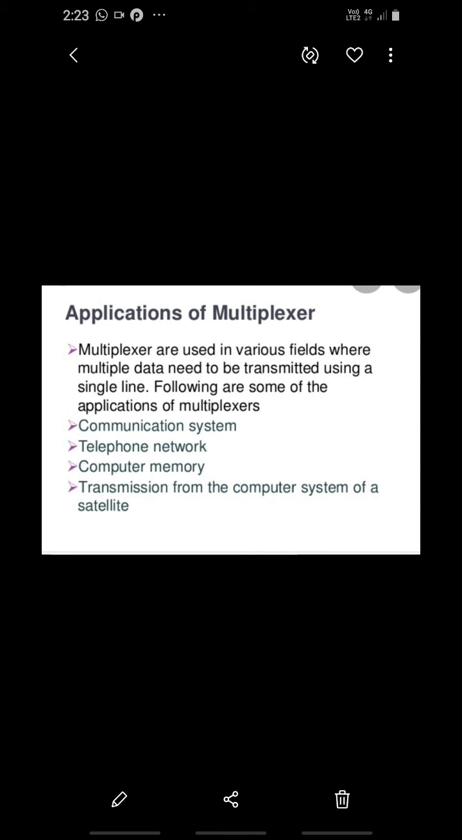The multiplexer is commonly used in applications like communication systems. Communication means connecting the communication point between any 2 points, or communicating information between any 2 systems, 2 persons or any 2 devices. It is also used in telephone networks, computer memories, and transmission from the computer system to satellite.